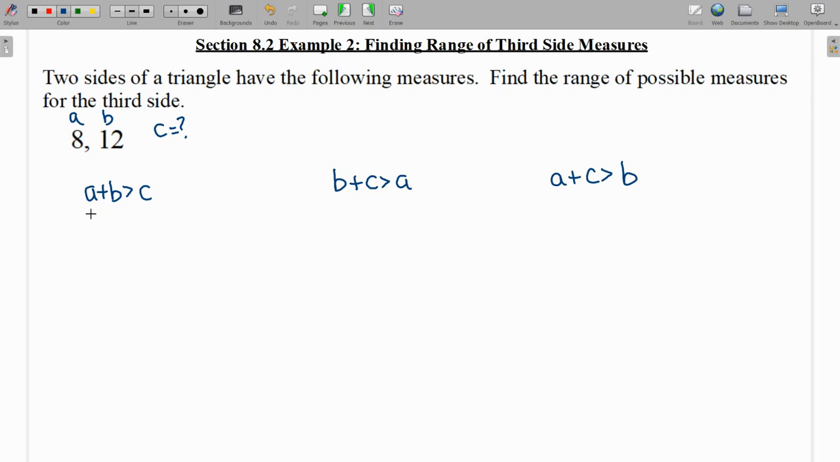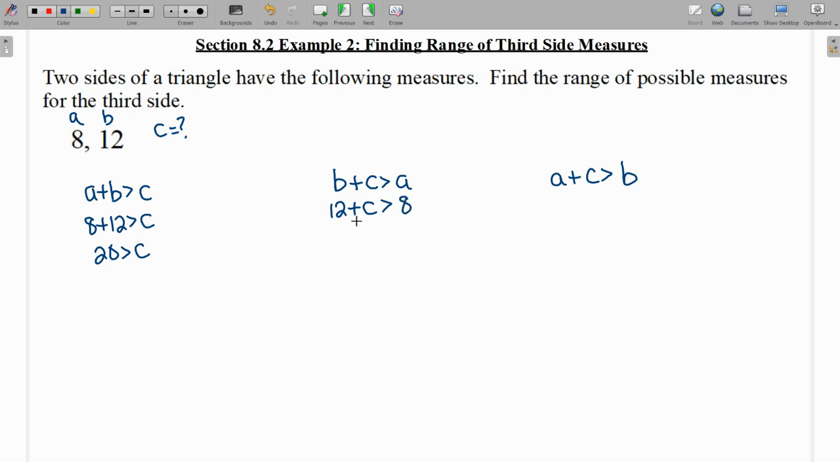In the first criteria, the sum of A and B has to be greater than C. A is replaced with 8 and B is replaced with 12, so 8 plus 12, which is 20, needs to be greater than C. Or we're saying our C values need to be less than 20, if we read it from right to left. In the second criteria, the sum of B and C has to be greater than A. So 12 plus C, which is unknown at this moment, is going to be greater than 8.